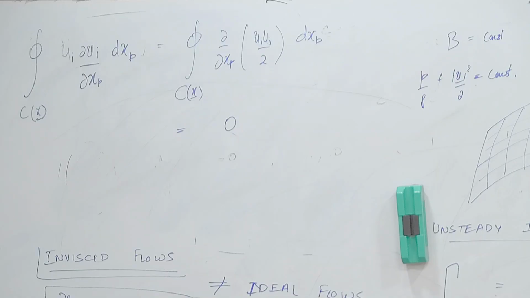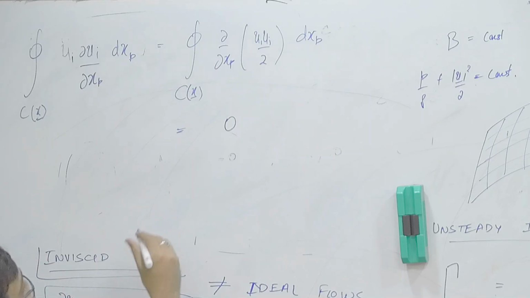You are integrating along a closed curve. You have a full complete derivative inside, so it will be just the value at the final point minus the value at the initial point, which are the same points. So the integral is 0. So this second term we have shown is actually equal to 0.